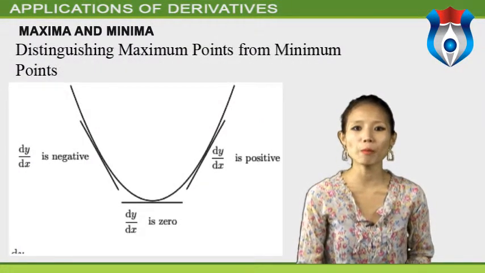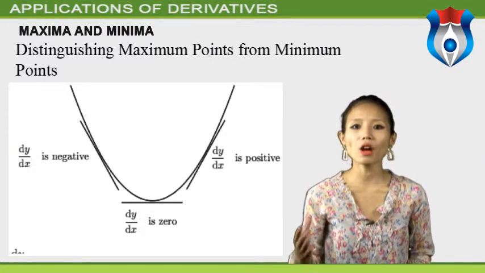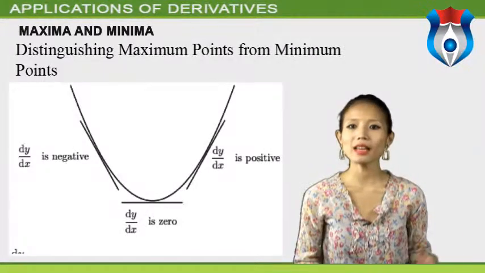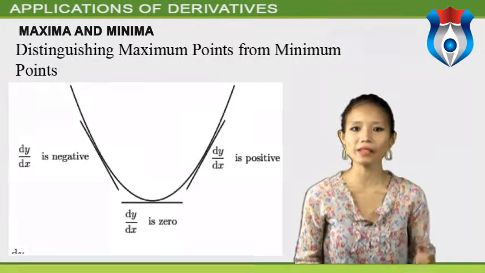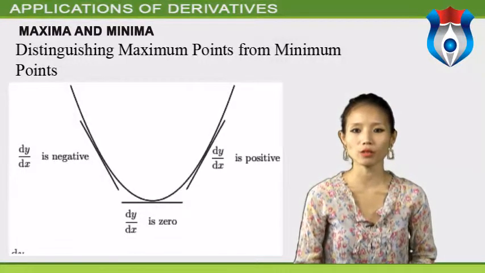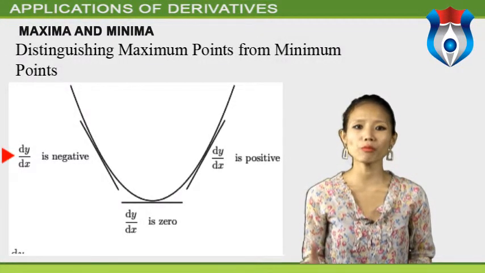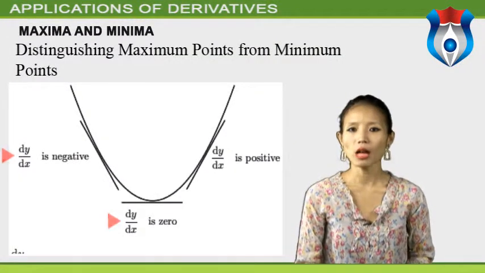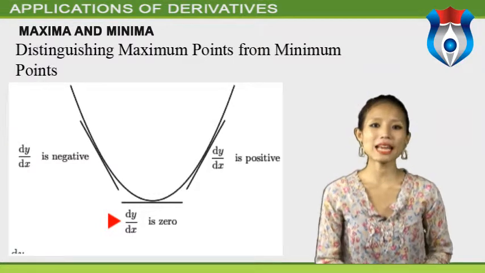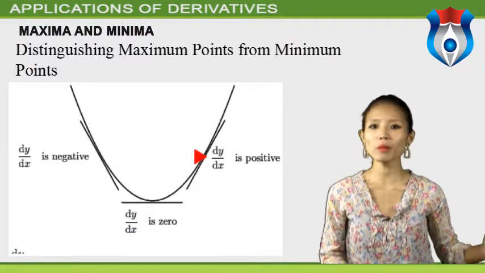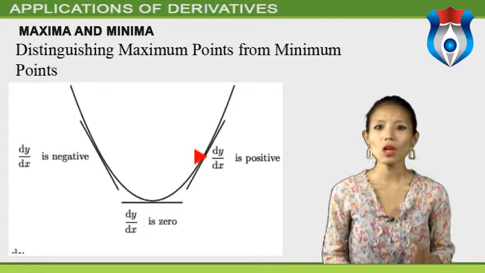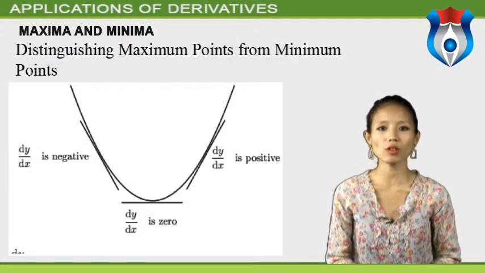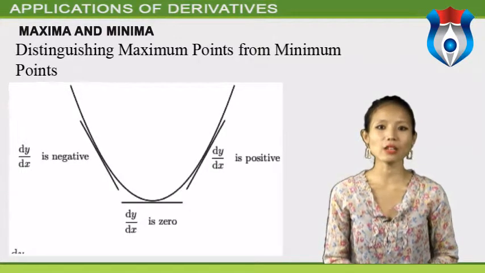Distinguishing maximum points from minimum points. Consider the gradient of the graph as we travel to the minimum turning point from left to right, that is, as x increases: dy by dx goes from negative to 0 to positive. Notice that to the left of the minimum point dy by dx is negative because the tangent has negative gradient. At the minimum point dy by dx is equal to 0. To the right of the minimum point dy by dx is positive because here the tangent has a positive gradient. So dy by dx goes from negative to 0 to positive as x increases.